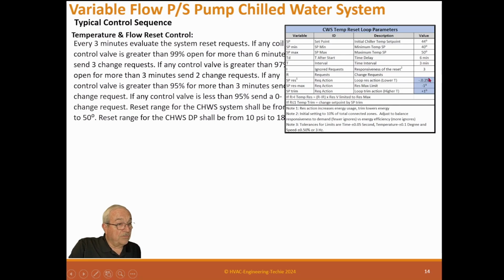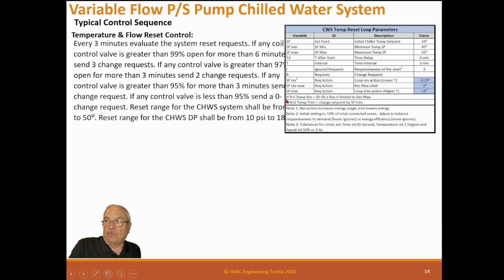So in other words, if you get 7 requests in a 3-minute time period, and you subtract 3, because that's your ignored request, and you have 4, and you multiply 4, you come up with 1. So that works. But if you have more, it's still limited to 1 because that's our maximum. Then when we get to trim, we no longer need to reset, we want to restore. Then we trim, which is higher temperature, and we're going to let it do that every 3 minutes, we'll change 1 degree.